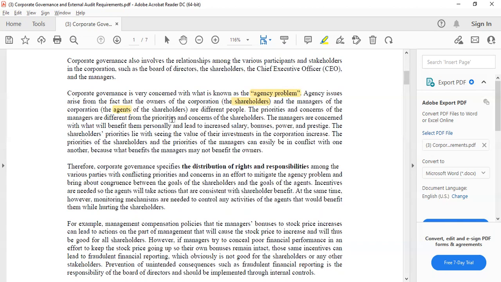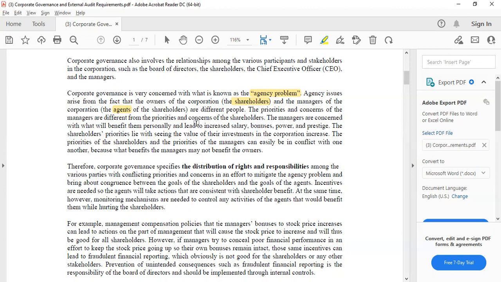But it could be that these 10 shareholders are not the same persons as the managers of the respective departments inside the corporation. So these managers are mere employees. And as employees, they are considered as agents of the owners or agents of the shareholders. So these two are different people. The priorities and concerns of the managers are different from the priorities and concerns of the shareholders. Why is that? The managers are concerned with what will benefit them personally.